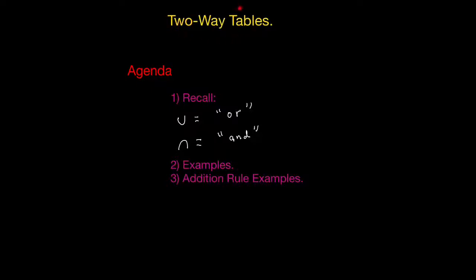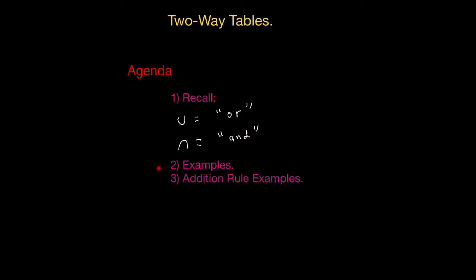Hello and welcome. Today we're going to talk about two-way tables, and the best way to talk about two-way tables is just by doing it. So we're going to go over a couple of examples, but to begin with, I want to recall these two symbols. This U right here stands for OR, this upside down U stands for AND. So whenever you see this, we're going to interpret it as OR. Whenever you see this, we're going to interpret it as AND.